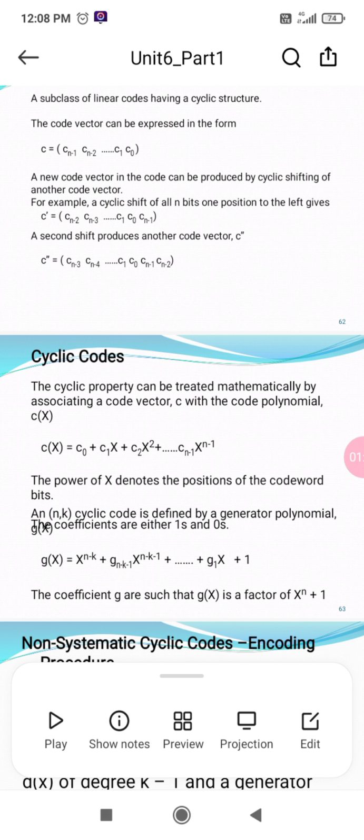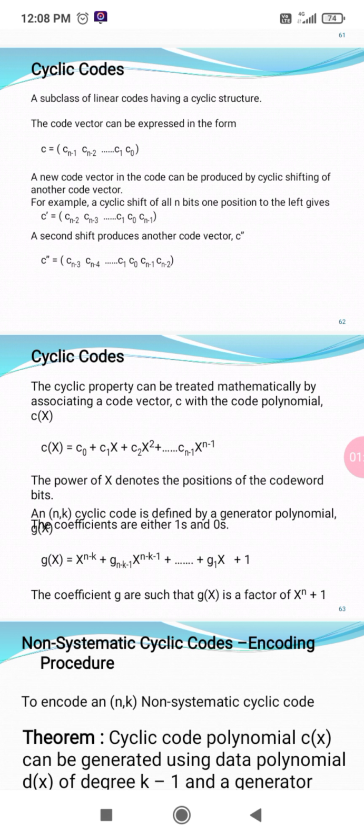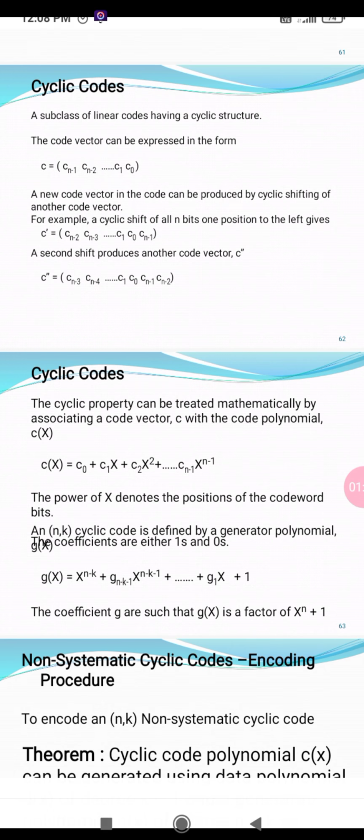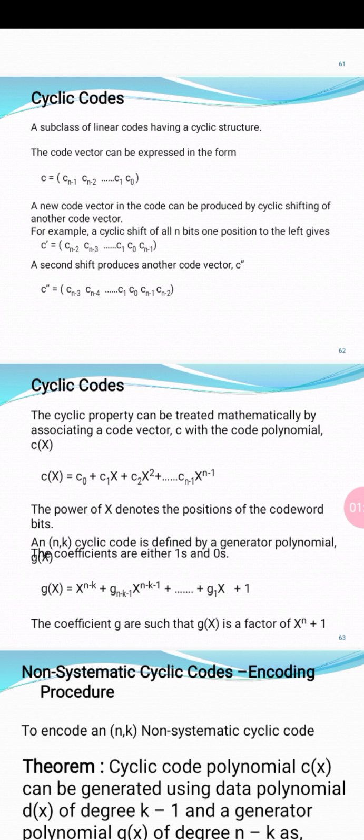Clear? In cyclic code, the cyclic property can be treated mathematically by associating a code vector C with the code polynomial C(x). C(x) = C0 + C1 x + C2 x^2 + ... + Cn-1 x^(n-1). The power of x denotes the position of the code word bit.